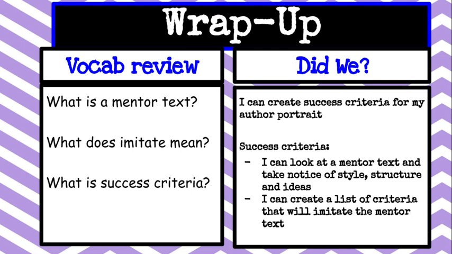So our objective was I can create success criteria for my author portrait, which we did. And then to even go more into that, I can look at a mentor text and take notice of style, structure, and ideas. We did. We made a list of things that we noticed. And then I can create a list of criteria that will imitate the mentor text. We did that when we said arrows and short phrases and facts about our life and pictures and things like that.